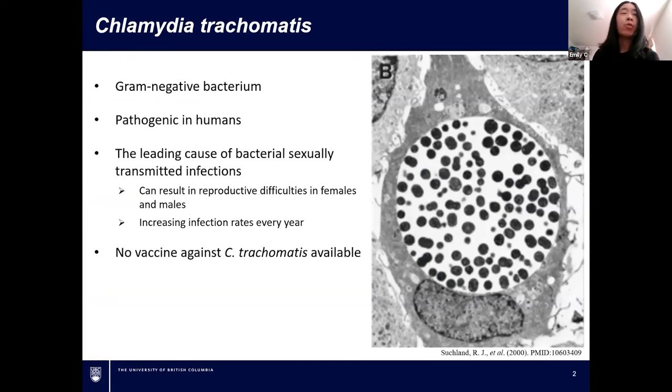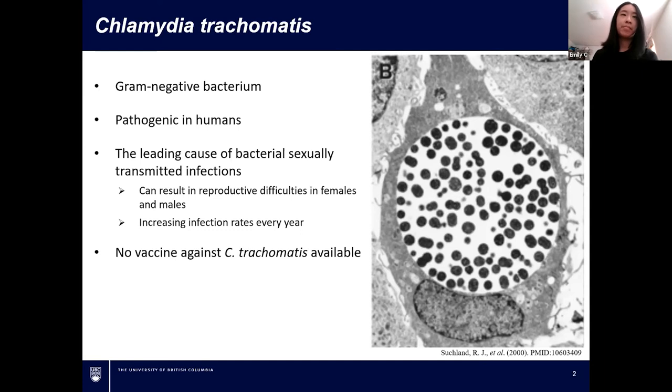Chlamydia trachomatis is a gram-negative bacterium that is pathogenic in humans. It is the leading cause of bacterial sexually transmitted infections across the world and can result in reproductive difficulties in both females and males. Despite the increasing infection rates every year, there's currently no vaccine against Chlamydia trachomatis available. Therefore, the development of a vaccine is necessary to protect individuals from being infected by Chlamydia trachomatis.